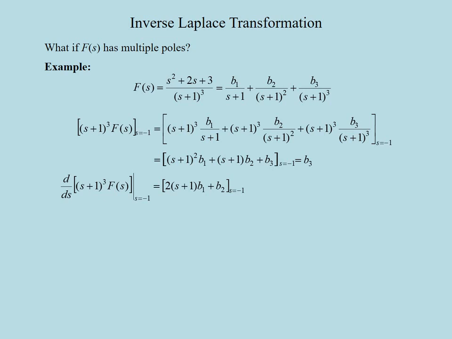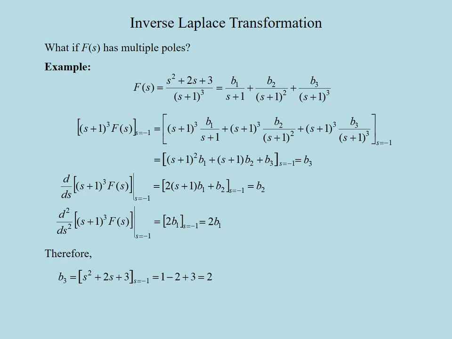Then you can evaluate the derivative of s plus 1 cubed multiplied by capital F of s at s equals minus 1 to get b2, and proceed with the second derivative of the same function to obtain the coefficient b sub 1. Since multiplying capital F of s with s plus 1 cubed gives you the numerator polynomial, you can simply evaluate s squared plus 2s plus 3 and its derivatives at s equals minus 1 to find the coefficients of the partial fraction expansion for capital F of s.